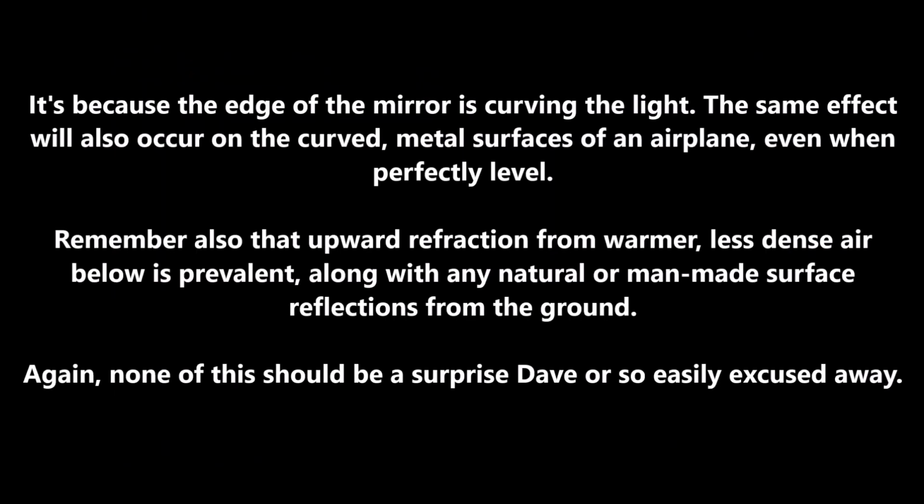Now this tripod has the mirror only 1 meter off the ground, well below the level of all of these street lights. So how is it that this mirror facing downwards can see the reflection of street lights well above the level and height of this mirror? It's because the edge of the mirror is curving the light.